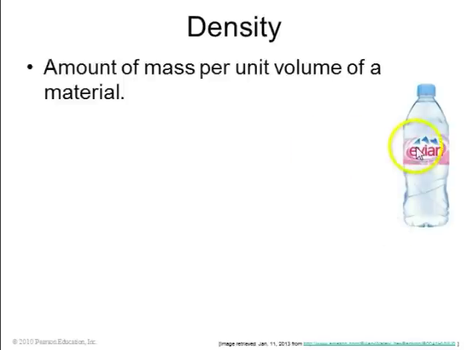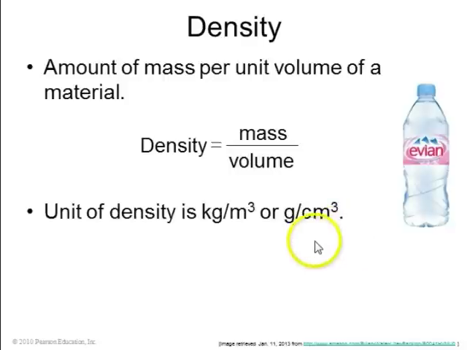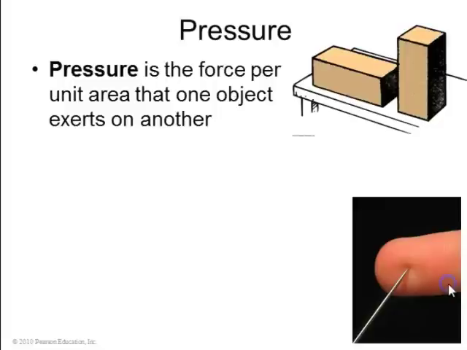Speaking of water, here's a bottle of water. I want to define density as being the amount of mass per unit volume of a material. So mass divided by volume. The units of density are kilograms per meter cubed. It's the standard SI unit. You can also measure it in grams per centimeter cubed, which are not the same. So water has a density of 1 gram per centimeter cubed. You might be familiar with that, but it's 1,000 kilograms per meter cubed.